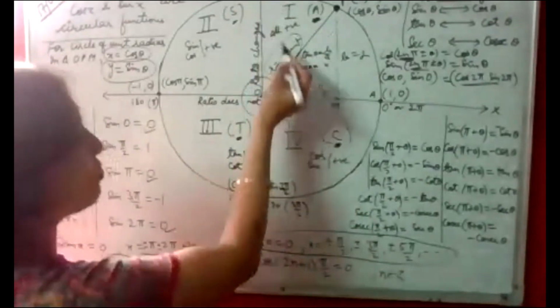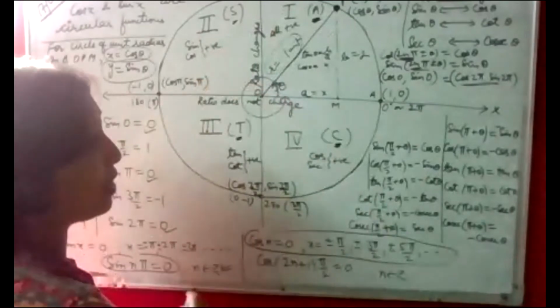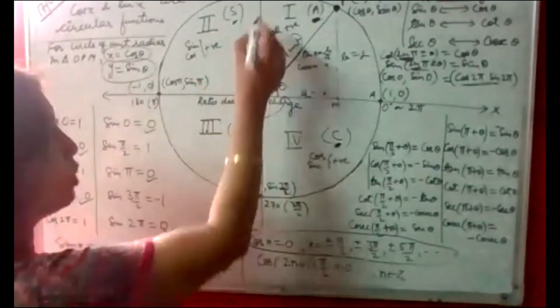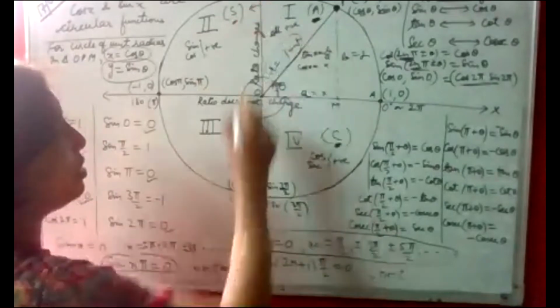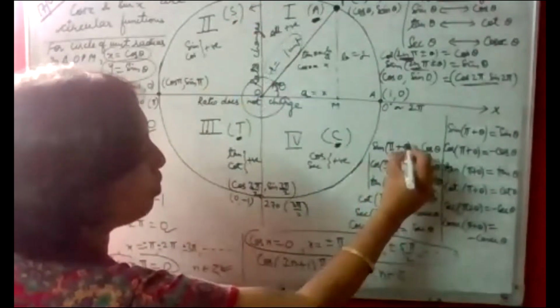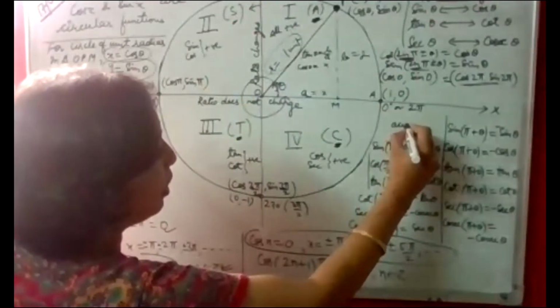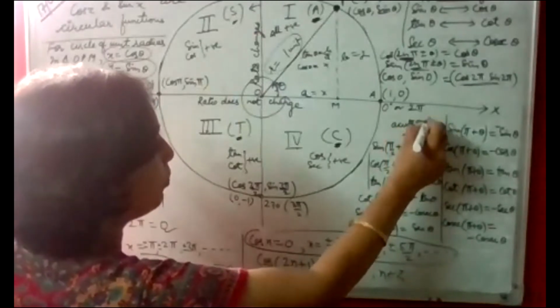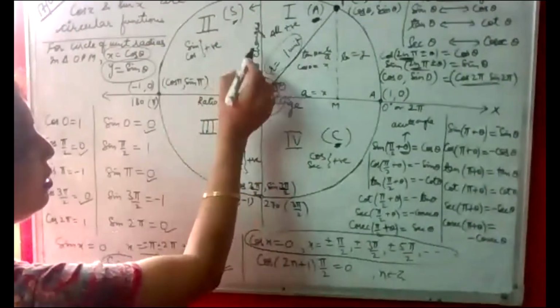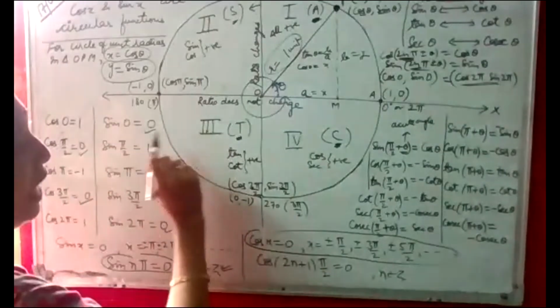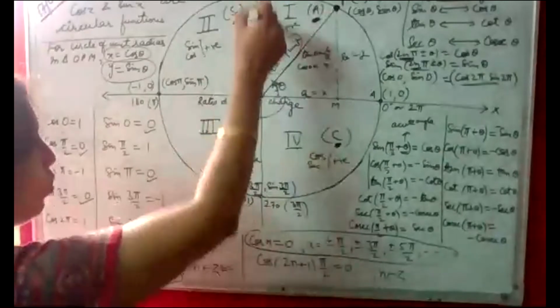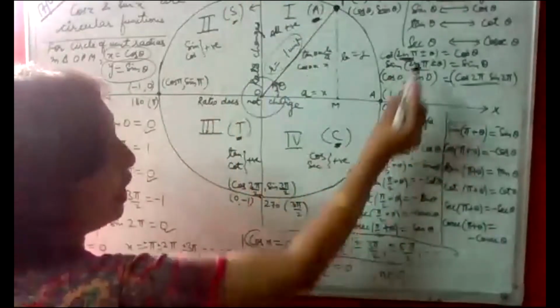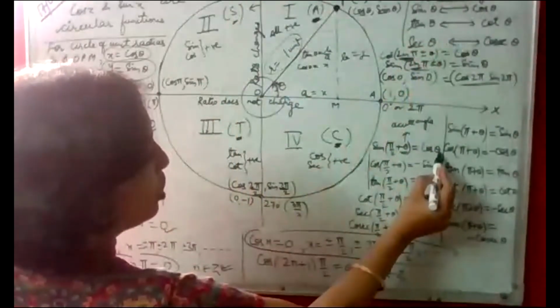Plus means whenever we are moving in the anti-clockwise direction, it is taken as plus. So 90 plus theta, where theta is always taken as an acute angle, that means it should be less than 90 whenever we are changing the ratio. So sine 90 plus theta means we come to the second quadrant. Here, first of all, we check which axis: the y-axis, so the ratio will change. Sine changes to cos.